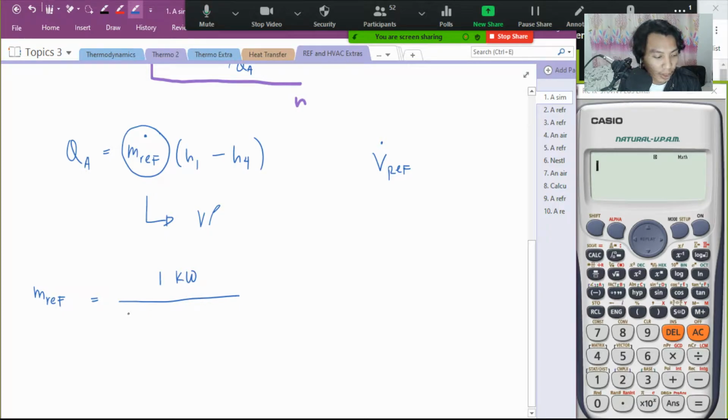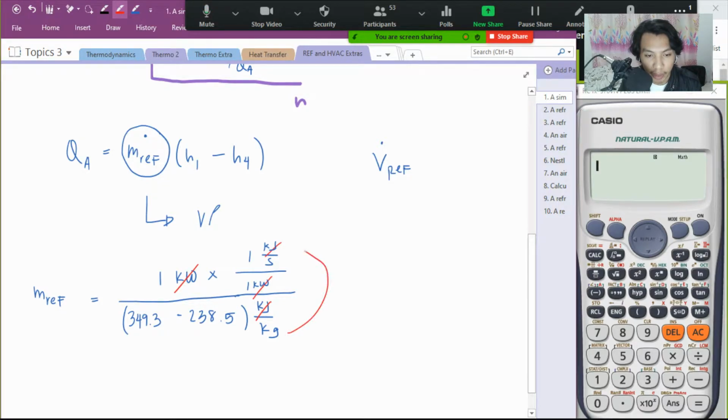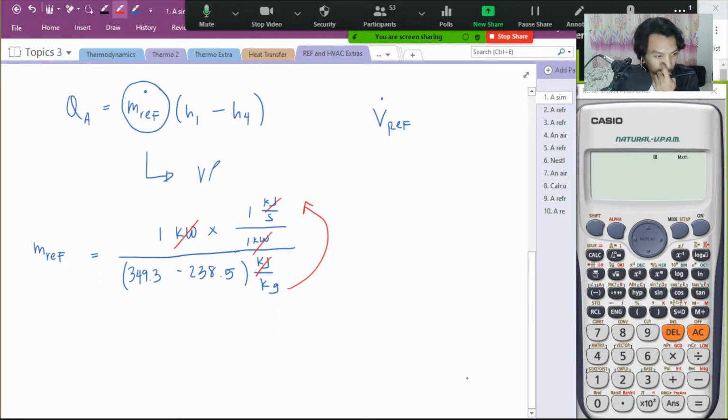Nag-throttling. So that is 349.3 minus 238.5 kilojoule per kilogram. Now, mapapansin nyo that 1 kilowatt is equal to 1 kilojoule in every second. So, cancel mo yung same units. Kilowatt, kilowatt, kilojoule, kilojoule. Ito iakyat mo dito sa taas. Magiging kilogram per second.